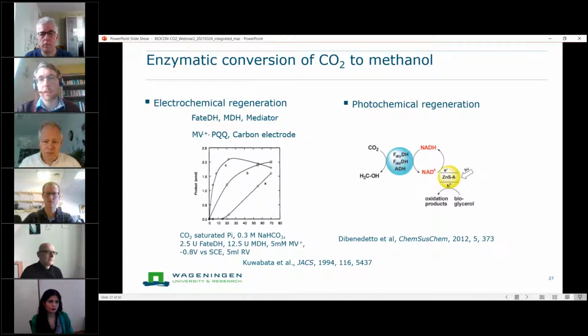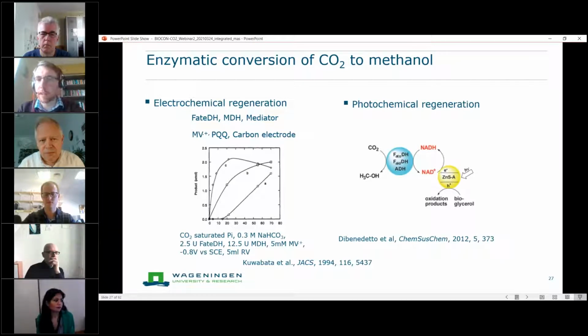Some other systems that can be used for electron donation are electrochemical systems. This is where we have an electrode and supply electrons to it, which are then usually via a mediator molecule transferred to an enzyme or the enzyme's cofactor. This has the advantage, compared to the system I showed you before, that we don't necessarily get a second product of the reaction.